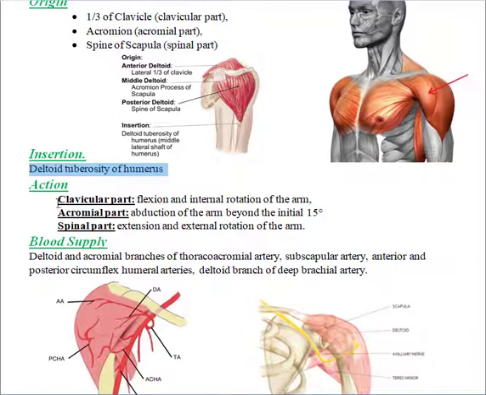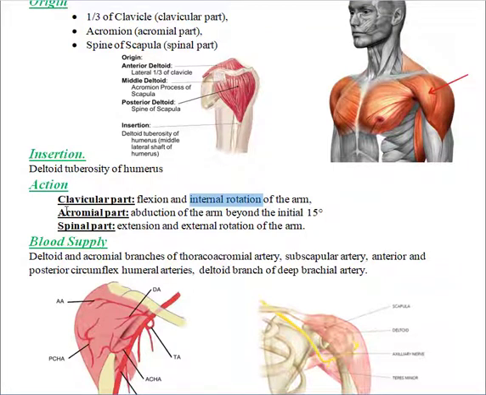What are the actions? Look, what are the actions of the clavicular part? The clavicular part performs flexion and internal rotation of the arm. So look, whenever this part contracts, what will happen? When it contracts, it will pull up the humerus bone. So when the humerus bone is pulled up, it is the flexion of the arm. And whenever it contracts, your humerus can rotate internally, right? So internal rotation of the humerus.